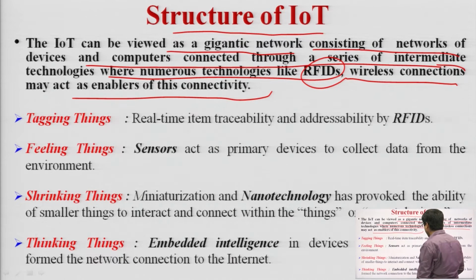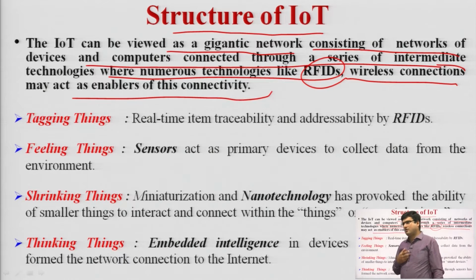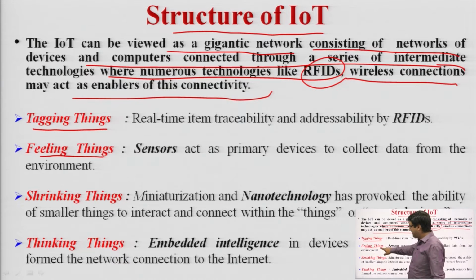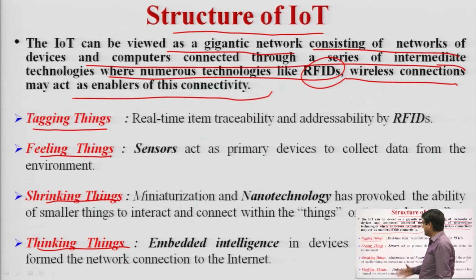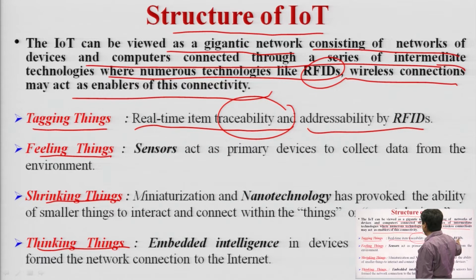So, we are talking about the things. Things means objects, basically machines that are connected to another machine. We will learn more about the things: tagging things, feeling things, shrinking things and thinking things. Tagging means things can be tagged, like with RFIDs and barcode readers. Real-time items can be traced, with traceability by using RFID. We can tag the things and scan the things.